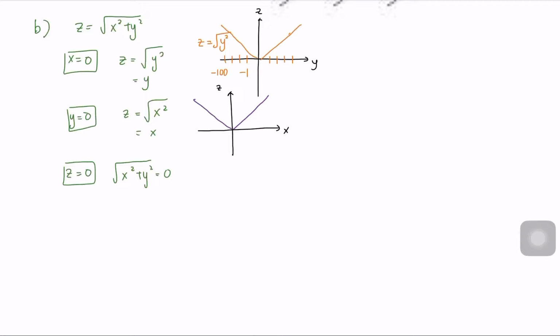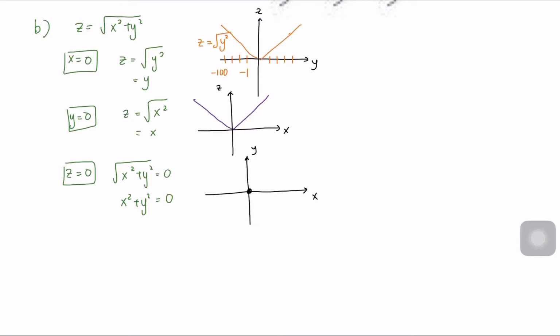Okay, so we squared both sides. We will have y squared equal to 0. X squared plus y squared equal to 0. Alright, so how do we want to sketch this? What is the equation here? X squared plus y squared equal to 0. This one is the x and y plane. So basically again it is a dot.